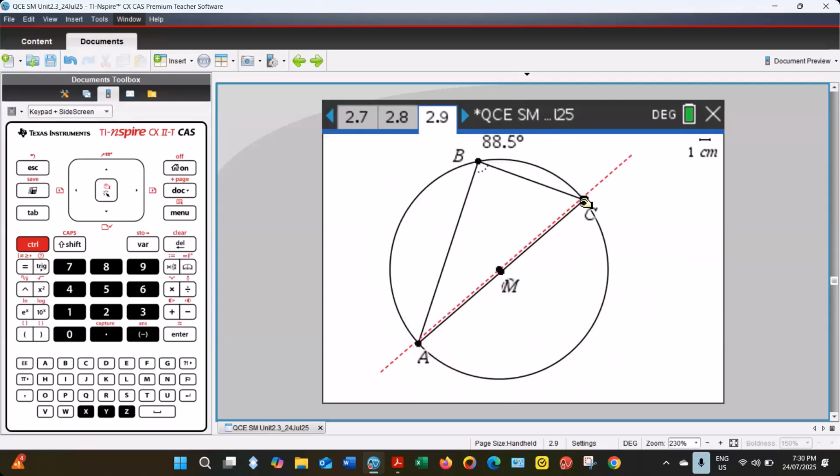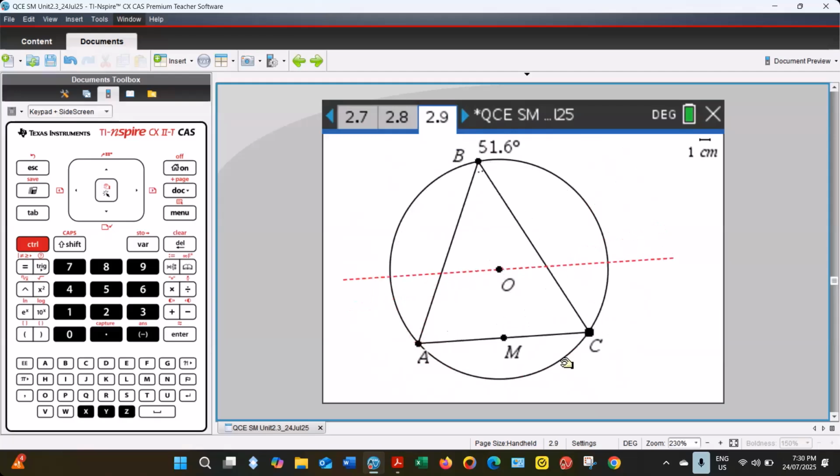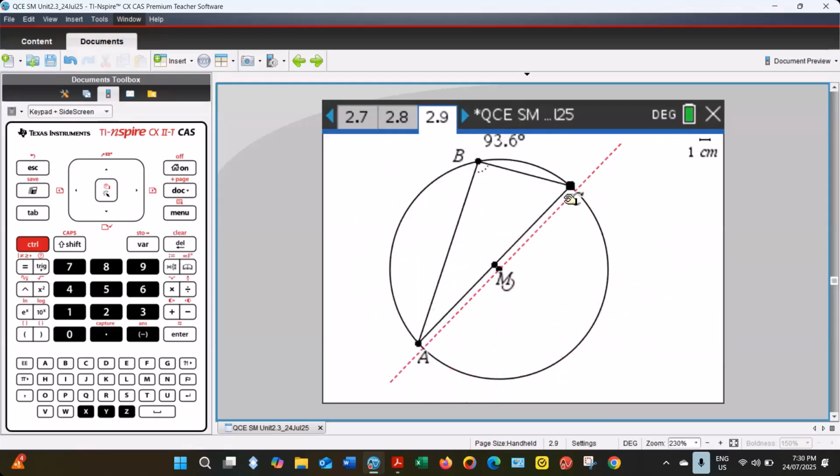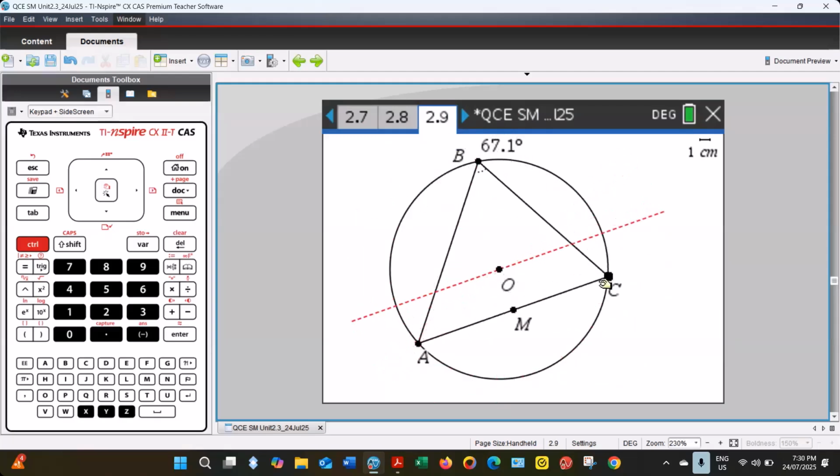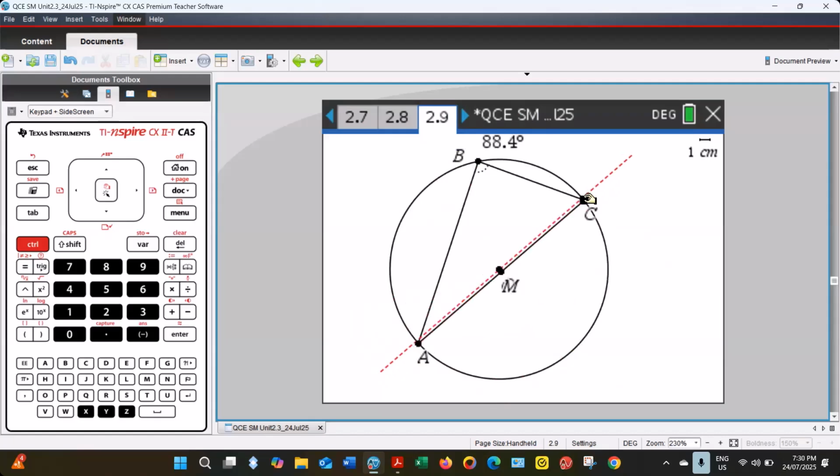Oh, it's getting pretty close to 90 degrees there. Whoops, that's around about 90 there. Interestingly, it's when O and M coincide. So that's a fairly convincing visual demonstration that, in fact, if the angle is 90 degrees at the circumference, then the hypotenuse must be the center of the circle.